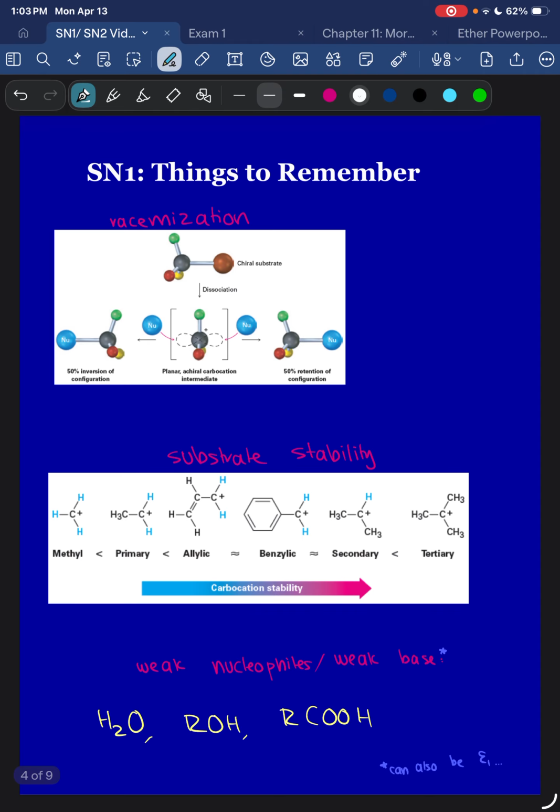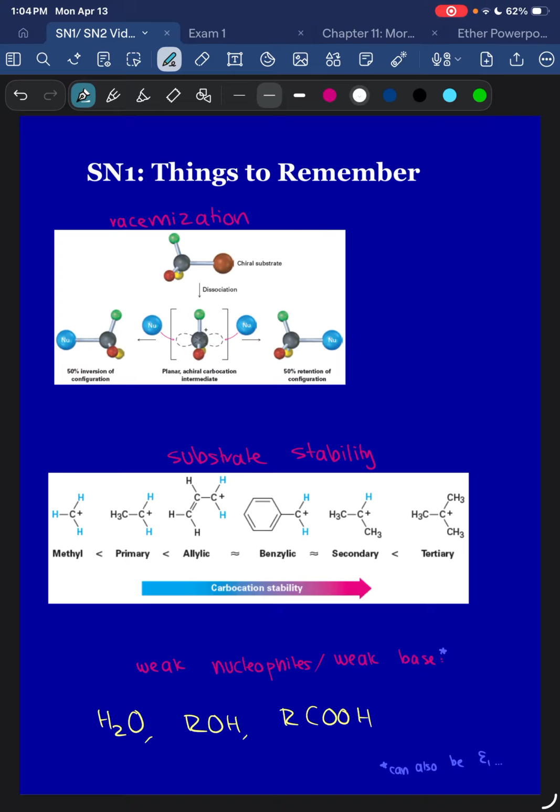Some things to remember with an SN1: you're going to have racemization, so inversion and retention of stereochemistry in your final product. Substrate stability is interesting in the sense that it's directly the opposite of SN2 reactions, because tertiary are far more stable than primary and methyl.